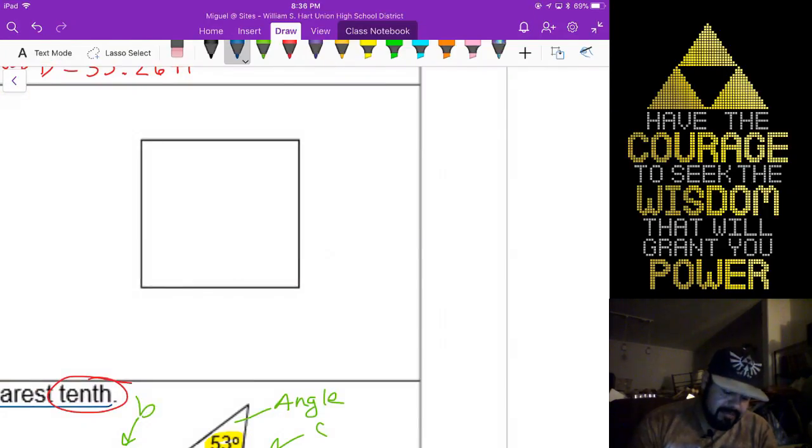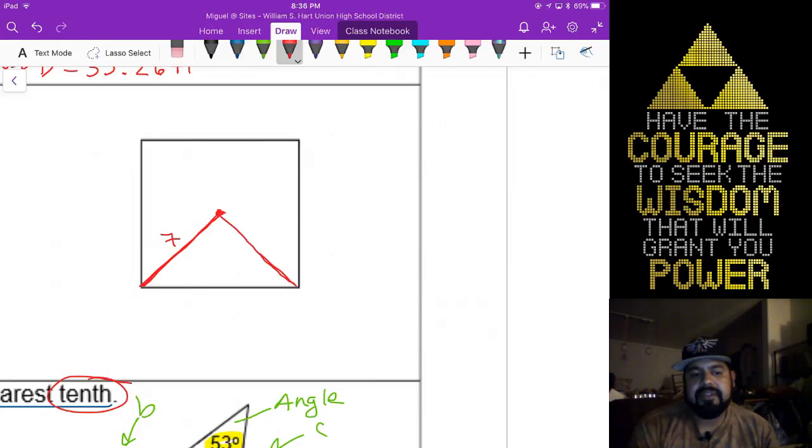So first off, my radius is 7. So that means this length here is 7. And likewise, this here is 7. Now if I were to go ahead and draw in my apothem, this would create for me a 45, 45, 90 degree triangle.